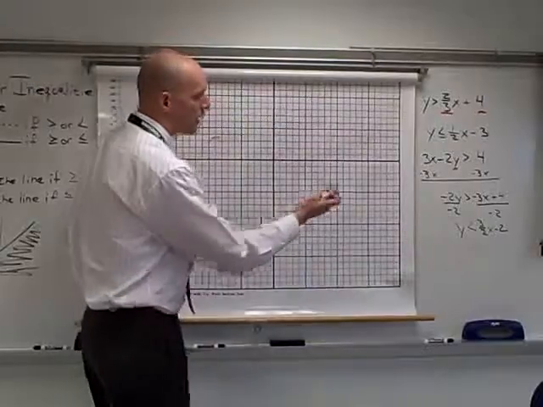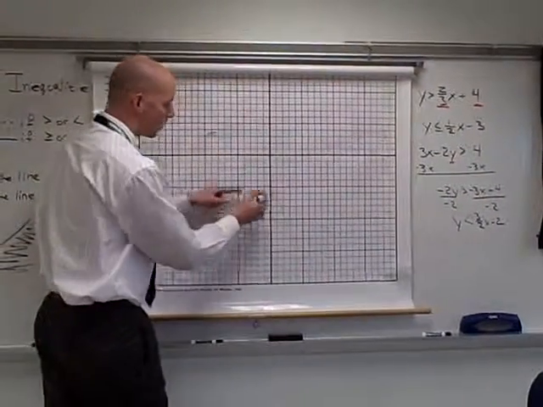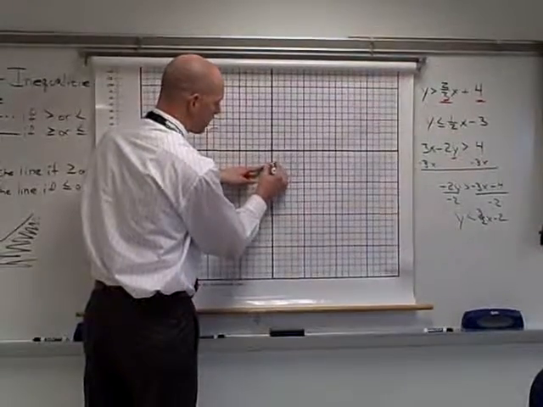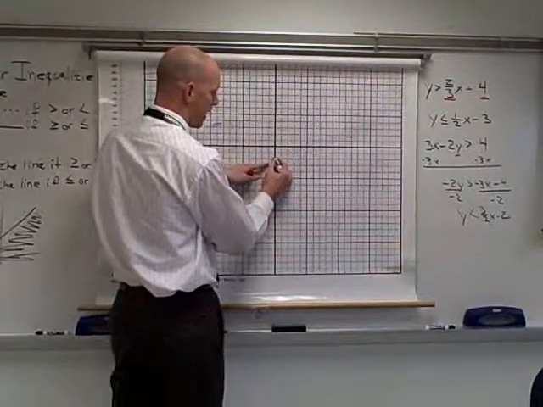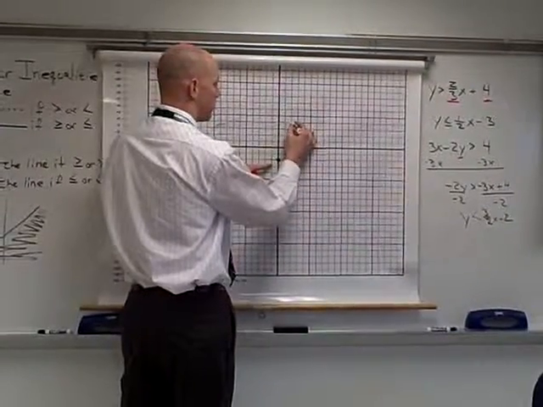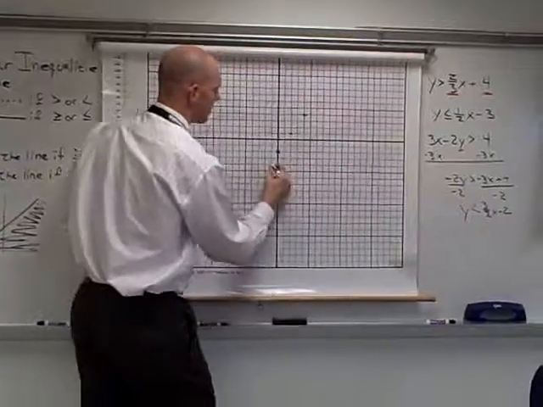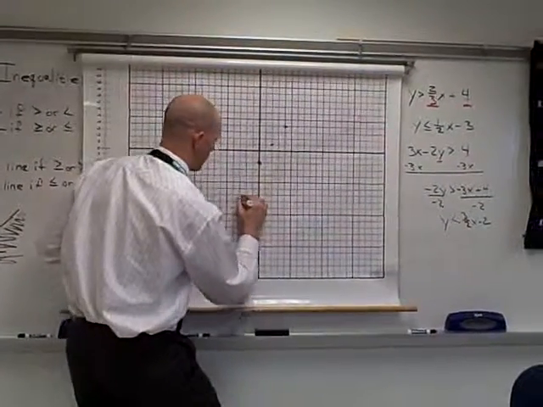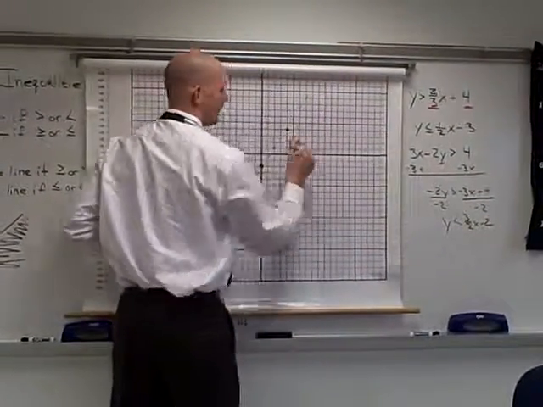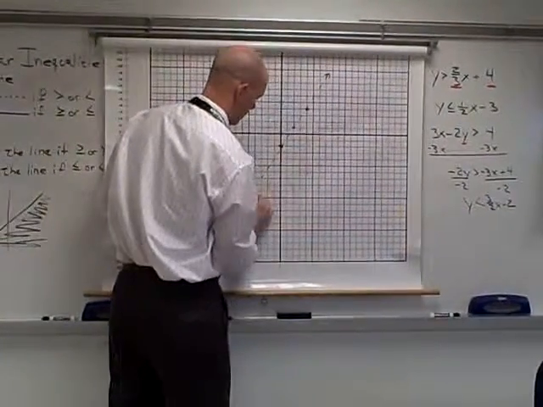So now we have a problem that's in slope-intercept form. I'll graph the y-intercept of negative 2. The slope is 3/2. 1, 2, 3, 1, 2, 1, 2, 3, 1, 2. Since it's less than, I use a dotted line. And again, since it's less than, I'll shade below.